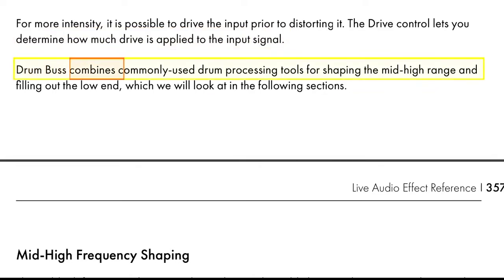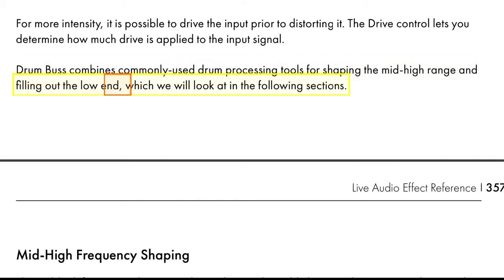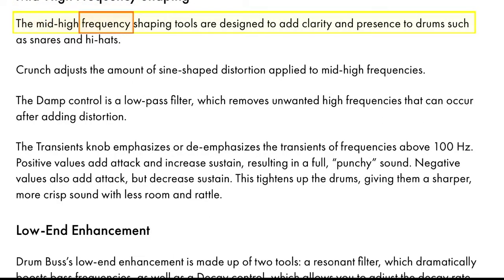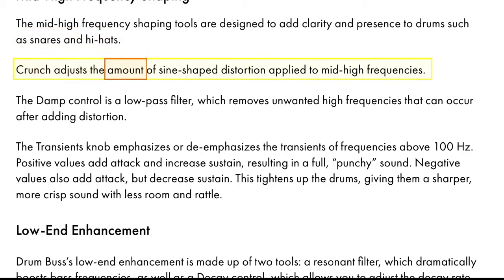Drum bus combines commonly used drum processing tools for shaping the mid-high range and filling out the low end, which we will look at in the following sections. Mid-high frequency shaping. The mid-high frequency shaping tools are designed to add clarity and presence to drums such as snares and hi-hats. Crunch adjusts the amount of sine-shaped distortion applied to mid-high frequencies.